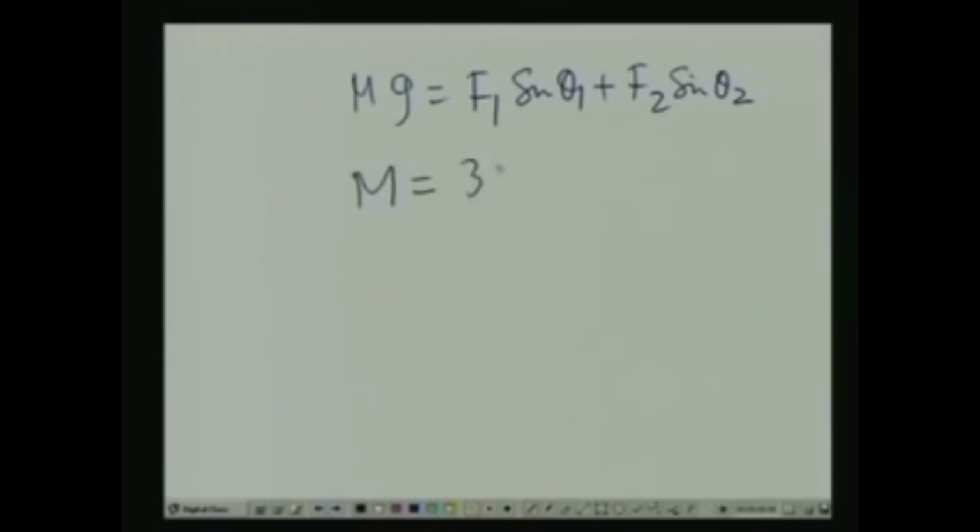Hence, if we take the summation of forces in the vertical direction, we get that mg is equal to F1 sin theta 1 plus F2 sin theta 2, and thereby the value of m from this you get as 3293.4 kg.